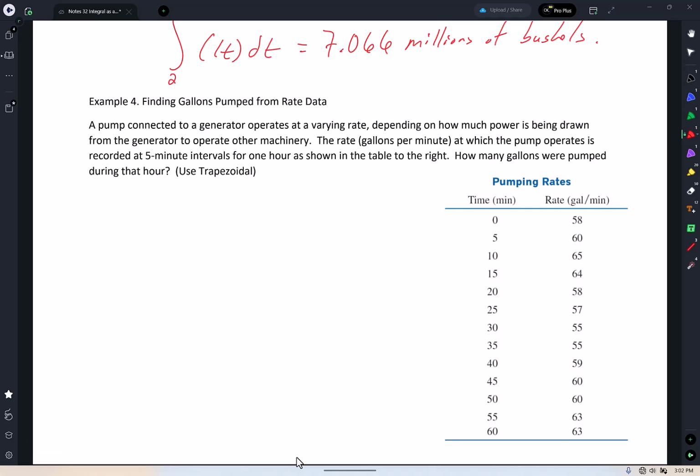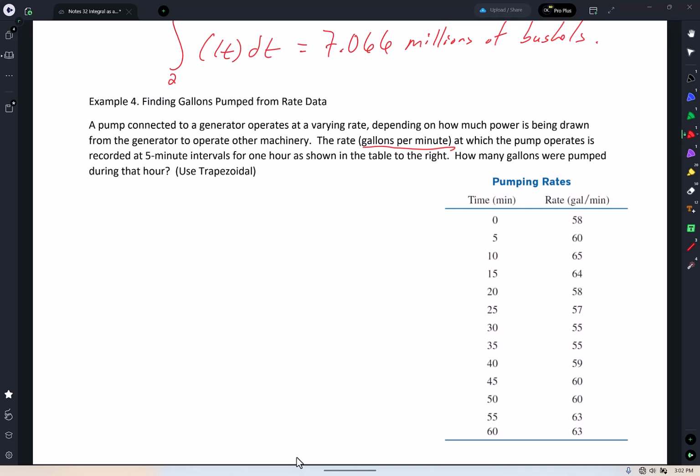All right, so look what it says. A pump connected to a generator operates at a varying rate depending on how much power is being drawn from the generator to operate other machinery. The rate, in gallons per minute, at which the pump operates is recorded at 5-minute intervals for 1 hour, as shown in the table to the right. How many gallons were pumped during that hour? So you're the engineer. Let's figure out how many gallons were pumped, approximately.